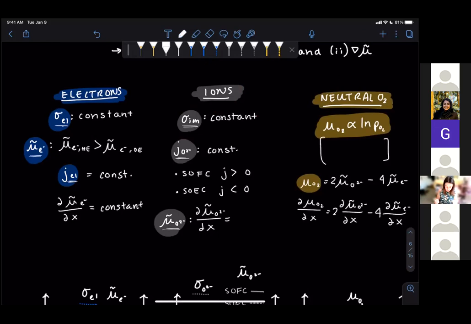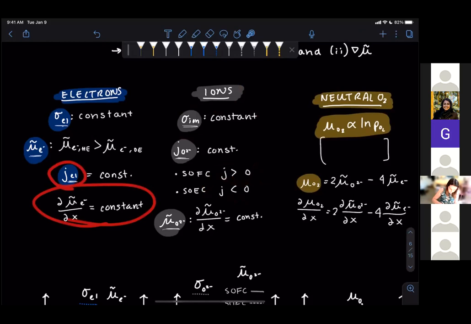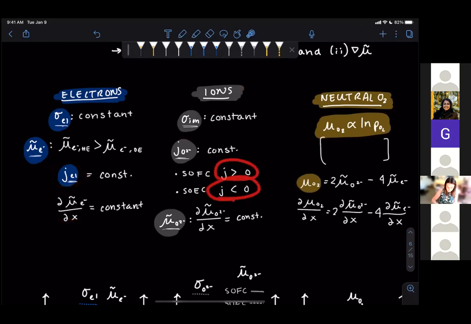So this means, again, same as with the electrons, we're going to have some sort of constant gradient in the electrochemical potential of the ions in the O2 minus. But we have to carefully think about the sign, because in this case, we have current either being positive or negative. It's either constant and positive or constant and negative, depending on if you're dealing with a fuel cell or a solid oxide electrolyzer cell.